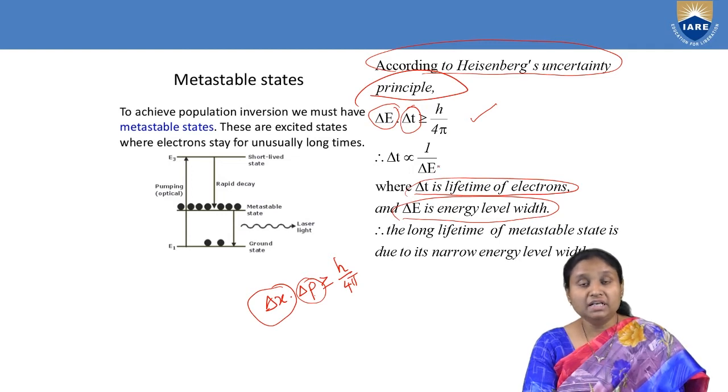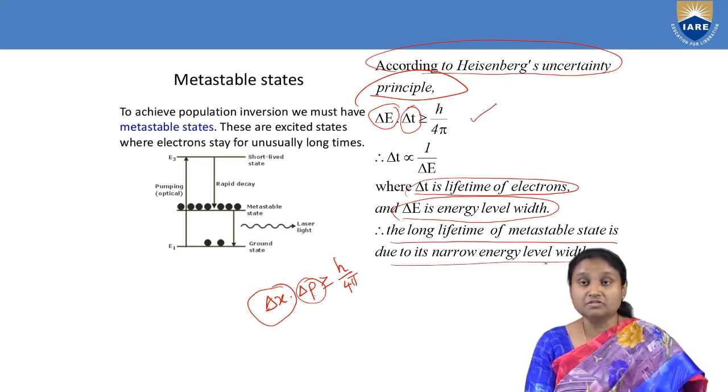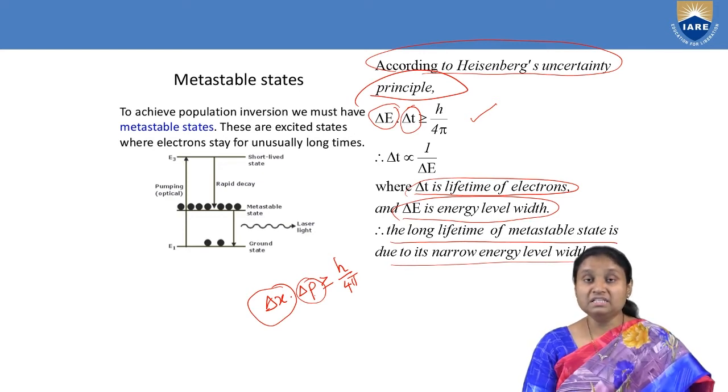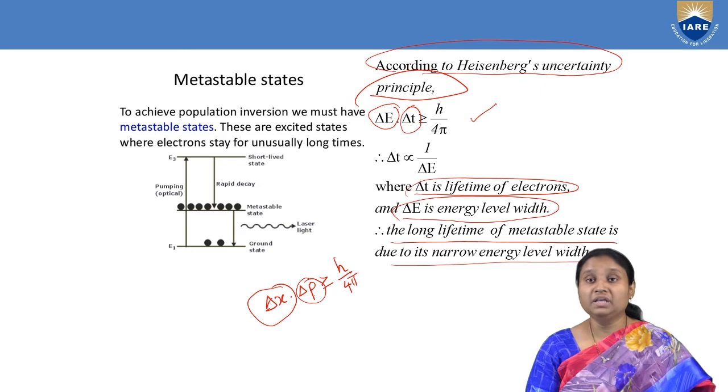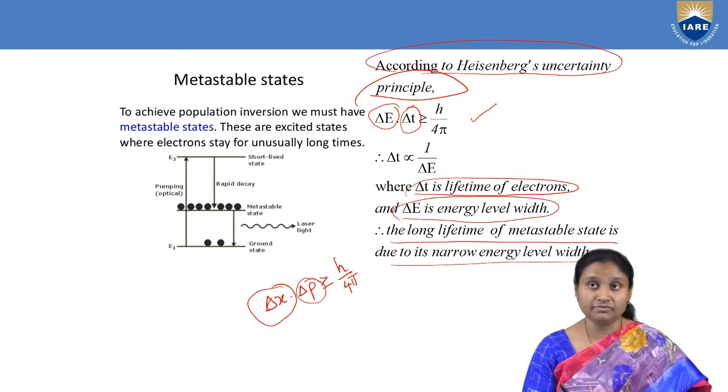We know that our metastable state has a long lifetime, so the delta T value is very, very large. So obviously, what about its energy level width? It will be very small. So the long lifetime of the metastable state is because of its narrow energy level width. What makes a metastable state keep its atoms for more time? Its small energy level width.